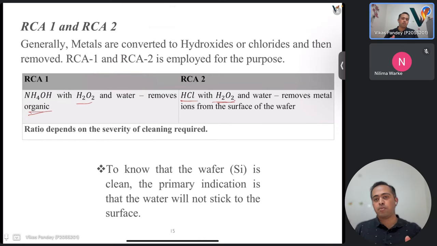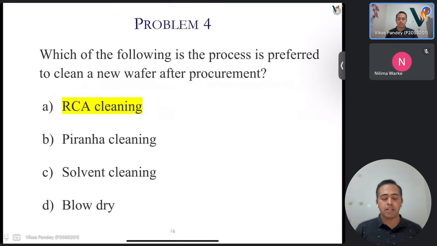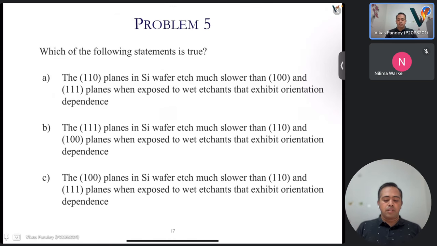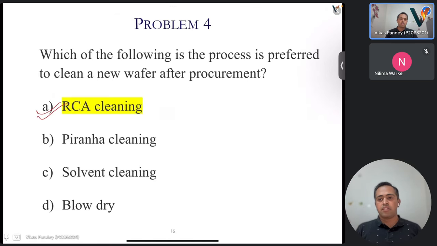So when that layer goes out, water cannot be seen on the wafer, and that is the best way to determine that the silicon wafer is cleaned. So after these two processes, you will see that the water does not stick on it, it just goes away. So the correct answer is RCA cleaning. Let's move on to the next problem. Any questions in this?